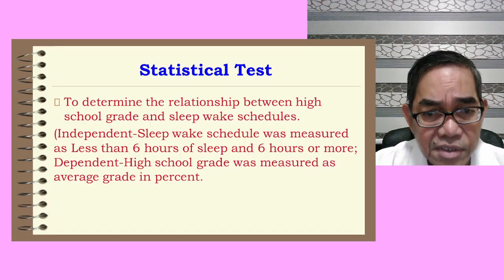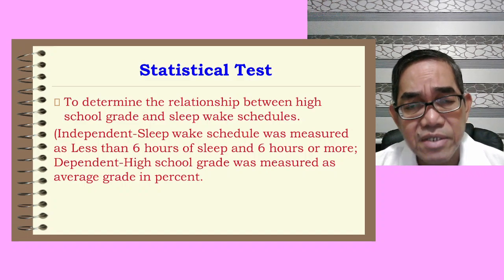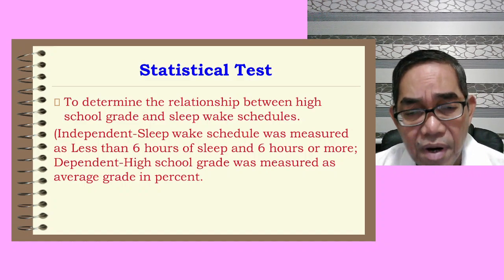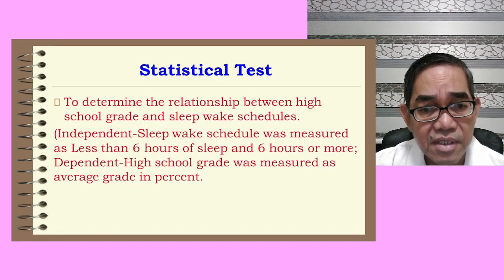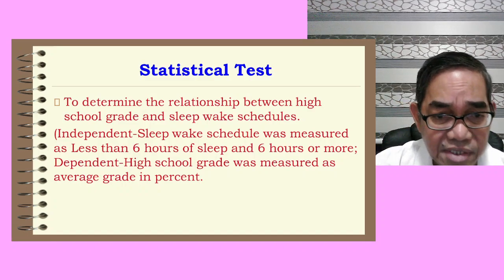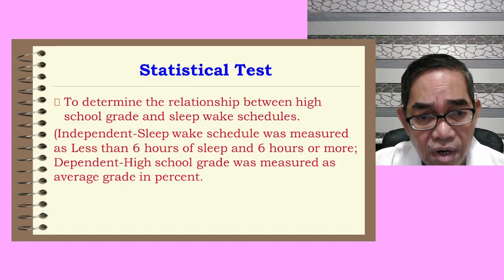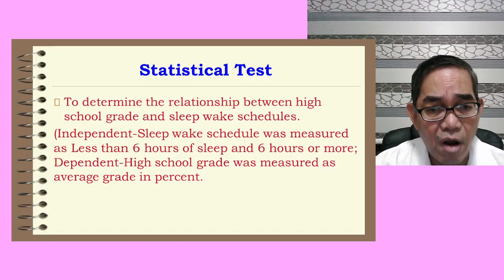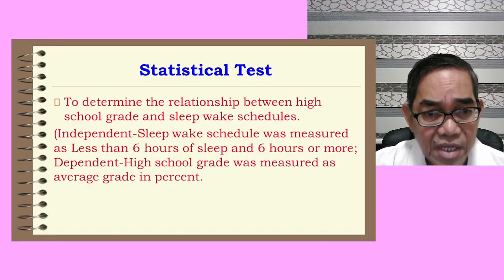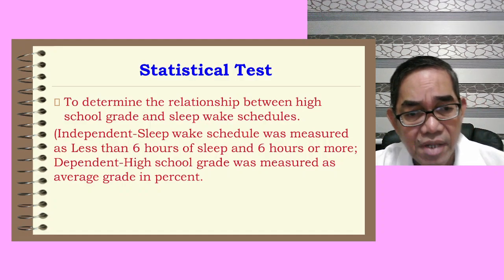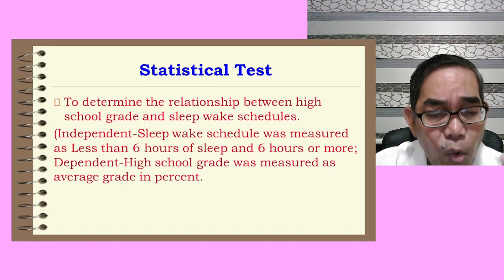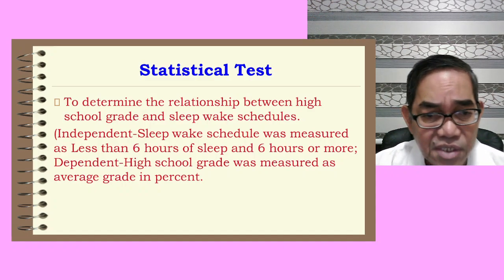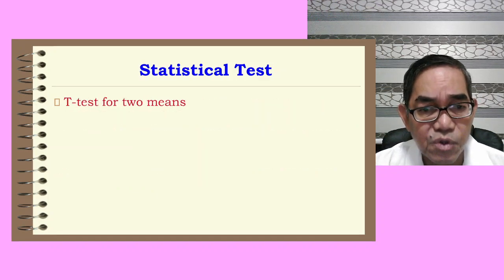So you will note that sleep-wake, if it is measured in hours, it should be quantitative. But if you categorize sleep-wake schedule as less than 6 hours or 6 hours or more, the independent variable now becomes qualitative. So qualitative independent variable. The dependent variable is high school grade measured as average grade in percent, so quantitative. So the statistical test to use is t-test for two means.